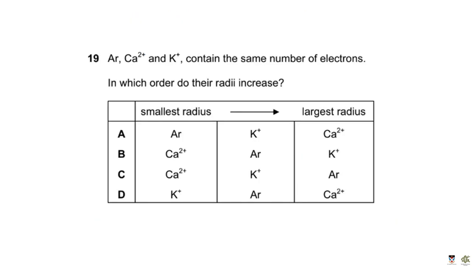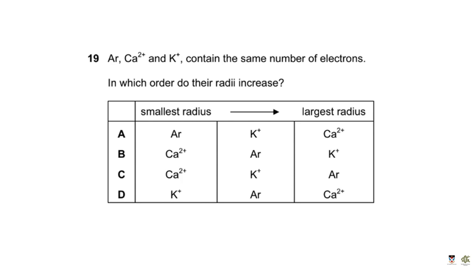Argon, Ca2+, and K+ contain the same number of electrons. In other words, they are isoelectronic. They've got the same electron configuration, so we find all the electrons in the same shell. In which order do their radii increase?